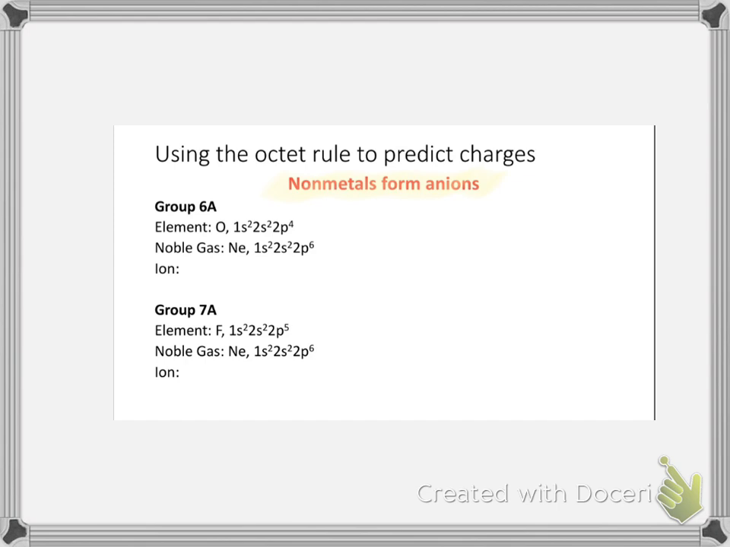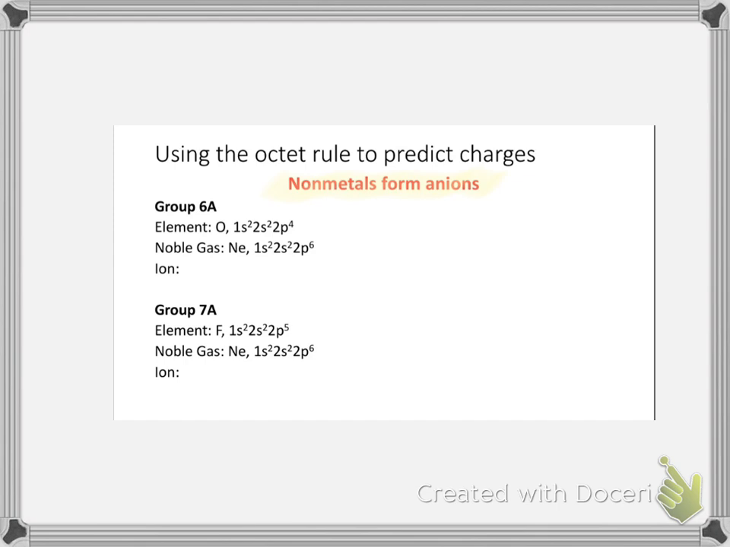So if we look, I just chose randomly, and these are from period 2. I chose oxygen from group 6A and the halogen fluorine from group 7A. So the noble gas closest to both of these elements is also neon. Okay, so that's because it's just past them on the periodic table.